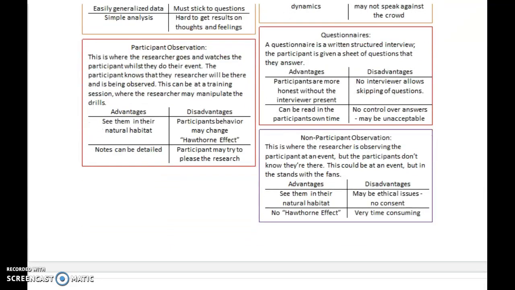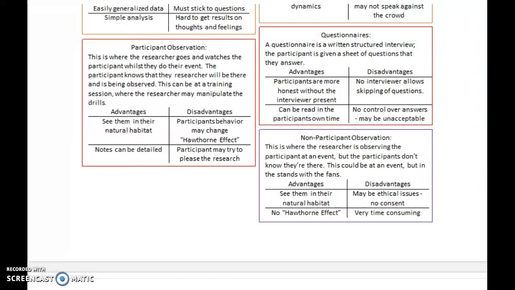Participant observation. So this is one of the two observations. This is when the researcher will go and watch the participant do their thing in their environment, and the participant will know that the researcher is there and they've given their consent. So the advantages of this is you see them in their natural habitat. So if you're looking at displays of anger, then they will be displaying anger in their natural habitat. They won't be reporting in an interview, just telling you whether they get angry or not. And notes can be detailed.